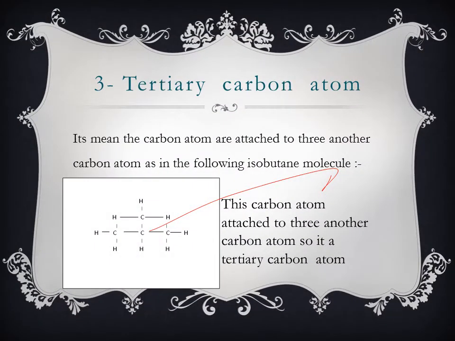Tertiary carbon atom. It means the carbon atom is attached to three other carbon atoms, as in the following isobutane molecule. See there, this carbon atom is attached to three others with a bond. That makes it a tertiary carbon atom.